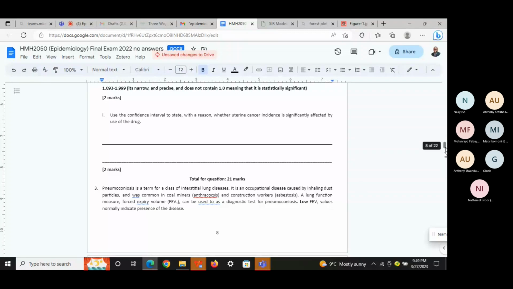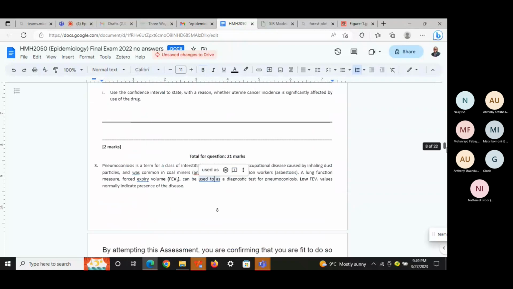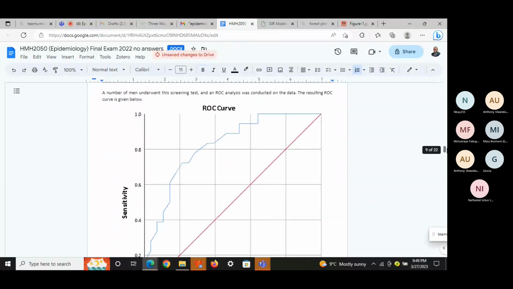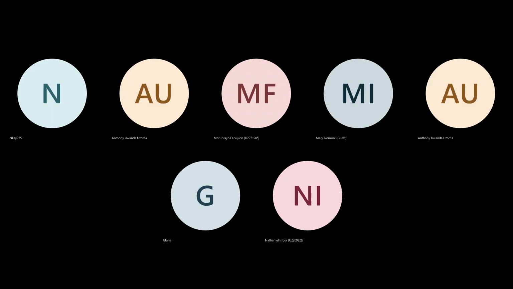Okay, so for this question, FEV1, I've not revised it, so I'll revise it and then maybe do the presentation. But you can always Google it. So let me go straight to the next question, which is the one I need to explain very well. So let's go straight to this ROC curve. If you remember our sensitivity and specificity. I'm going to share my whiteboard now.